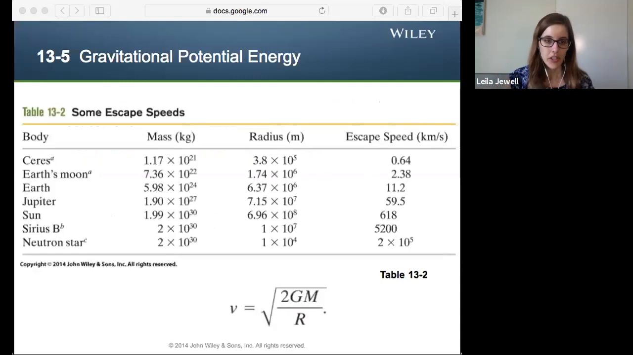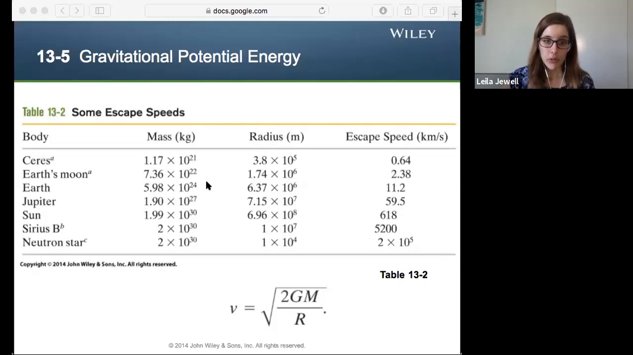So I mentioned that you could calculate it for the Earth, and that's done here. We have the mass of the Earth. This is a nice reference if you ever need to look it up for a problem. Mass of the Earth, radius of the Earth, and so the escape speed is 11.2 kilometers per second. That is super fast. You need to be able to travel at that speed.